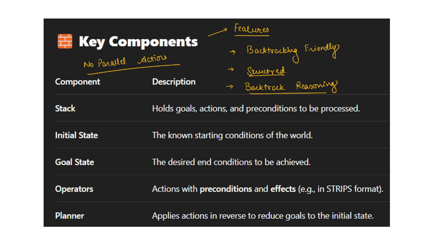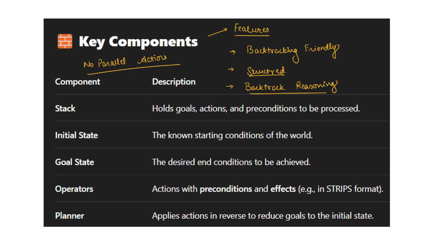Other than this, we have some other features like goal decomposition. A complex goal can be broken down into achievable sub-goals based on operators or actions. Another feature can be sub-goal interaction handling, right? So sometimes one action undoes the effect of another. That is called goal clobbering. This must be carefully managed. Another is no parallelism, that we have already discussed.